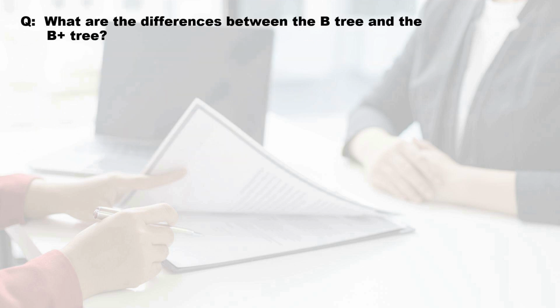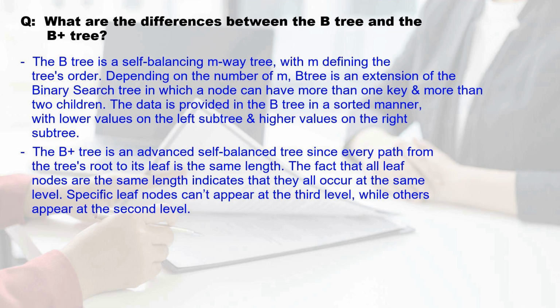What are the differences between the B tree and the B plus tree? The B tree is a self-balancing M-way tree, with M defining the tree's order. Depending on the number of M, the tree is an extension of the binary search tree in which a node can have more than one key and more than 2 children. The data is provided in the B tree in a sorted manner, with lower values on the left subtree and higher values on the right subtree.